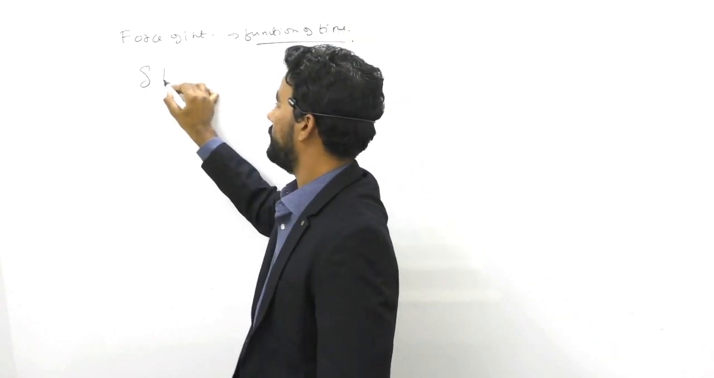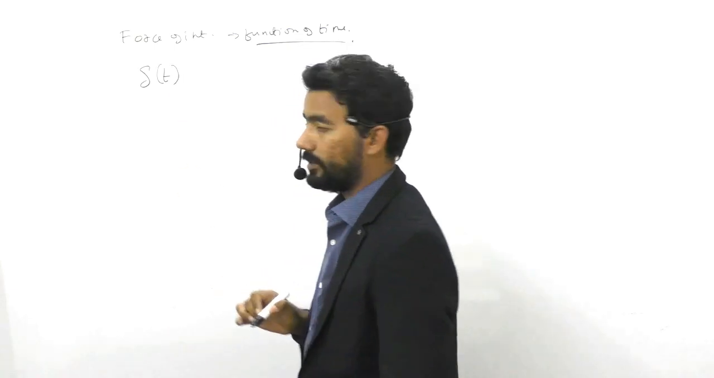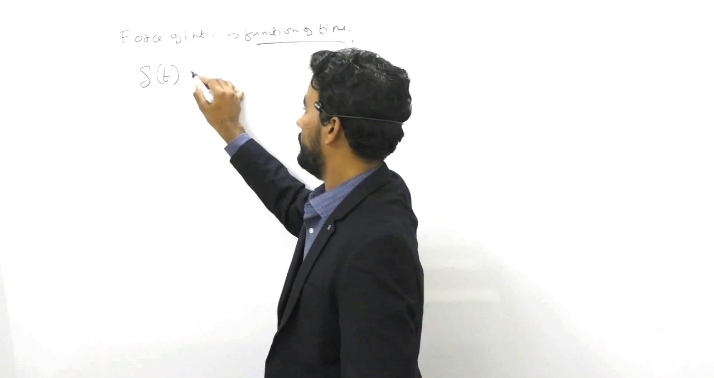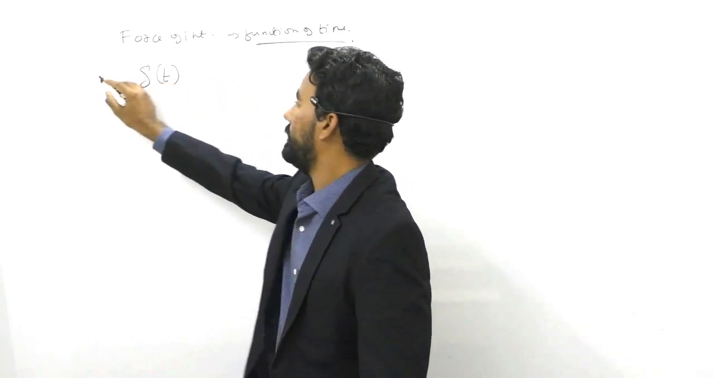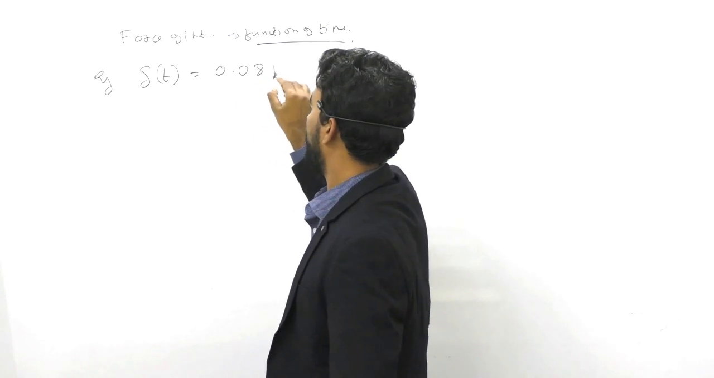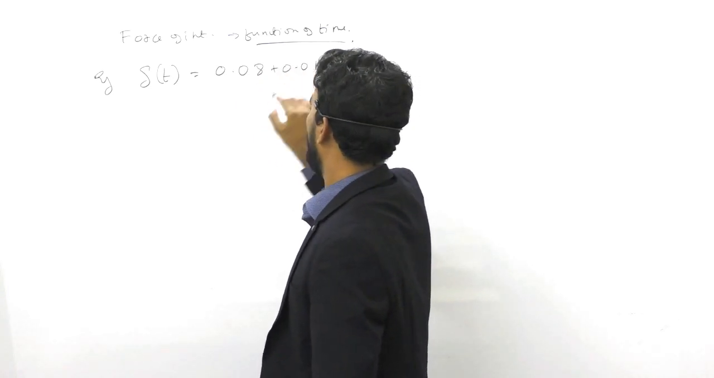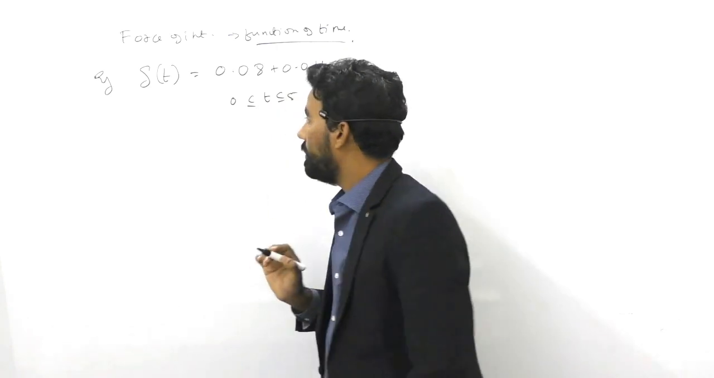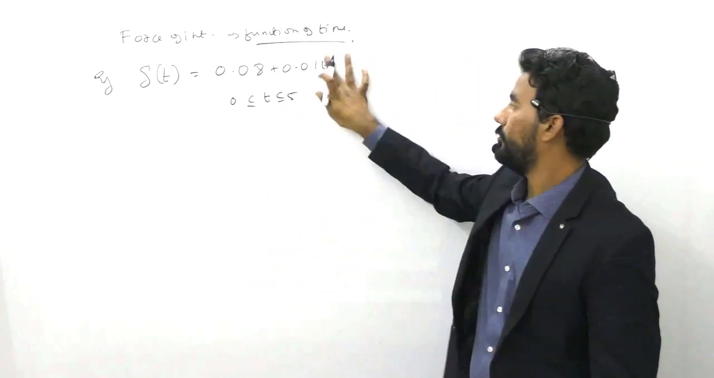We would denote this as delta of t, that is, a function of time, delta t. This is basically a function of time. Let's say, for example, my delta t is given as 0.08 plus 0.01 t, where t can take any value between 0 to 5. Now, how do you interpret this kind of a function?